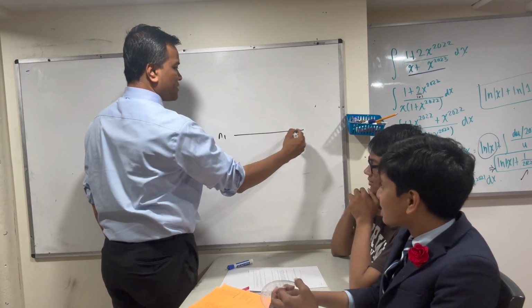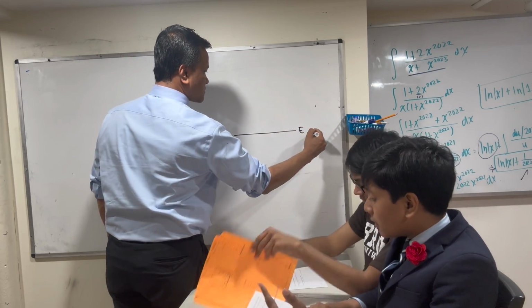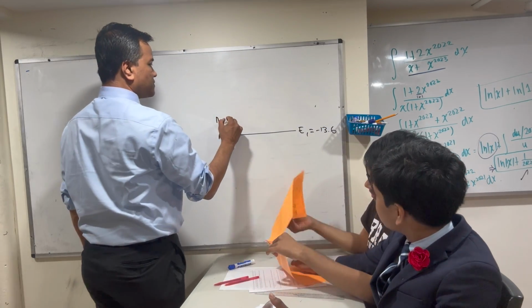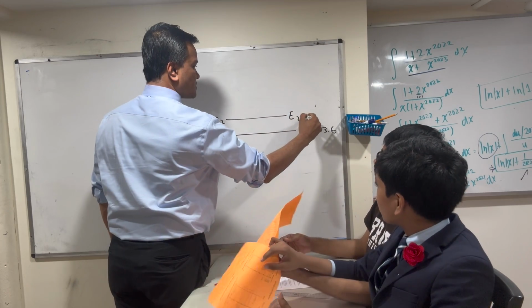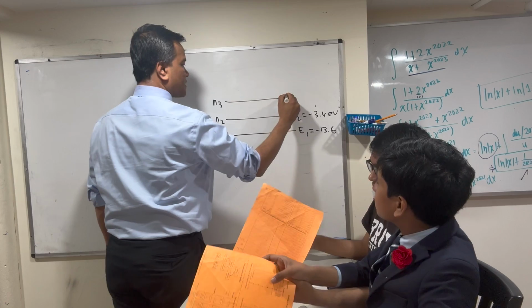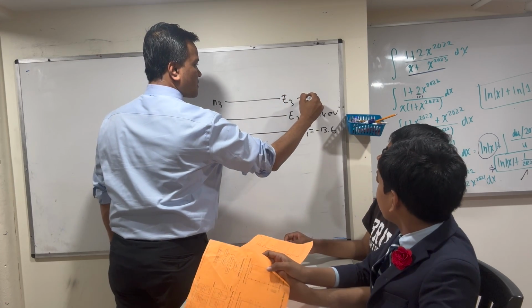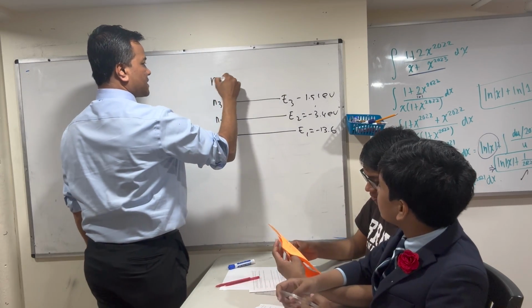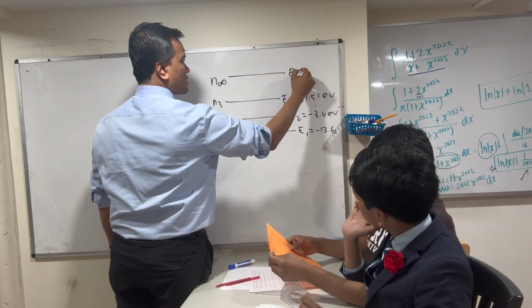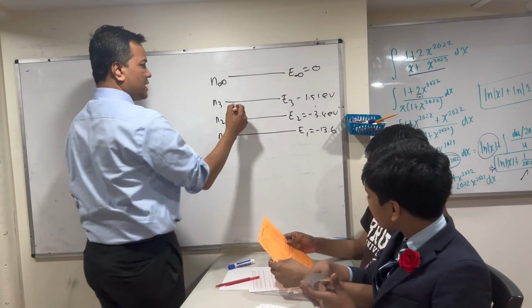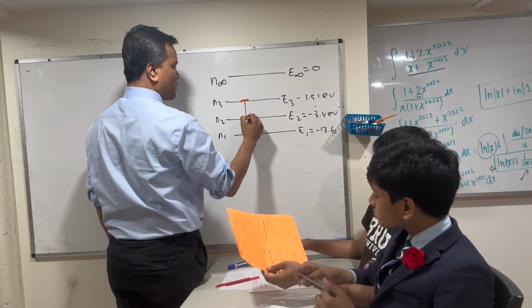And n equals 1, what is E1 quickly? E1 is minus 13.6. And n equals 2, minus 3.4. And n equals 3, minus 1.51. And n equals infinity, 0. No, he said infinity. The electron is here, and the electron jumps over here.